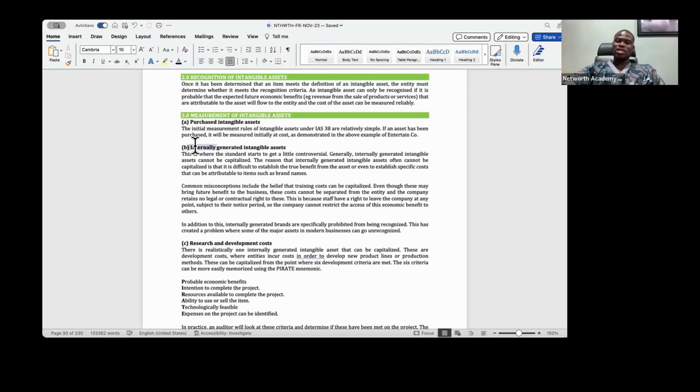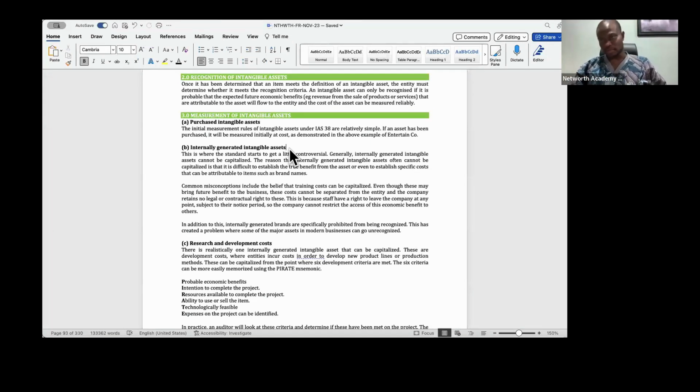However, for internally generated intangible assets, like brand name, goodwill, customer lists, the ones that you develop yourself over time, IAS 38 says that those are not recognized in the books. And the reason is that we cannot determine their costs or the benefit attributable to them reliably.